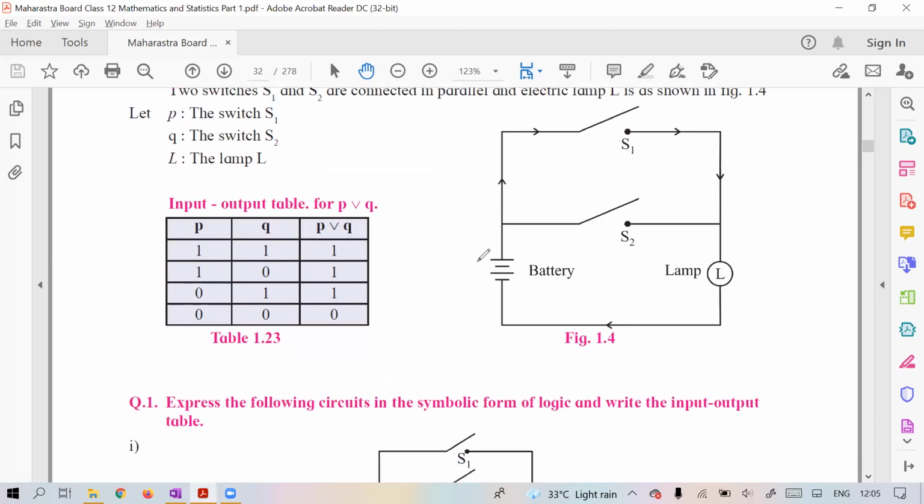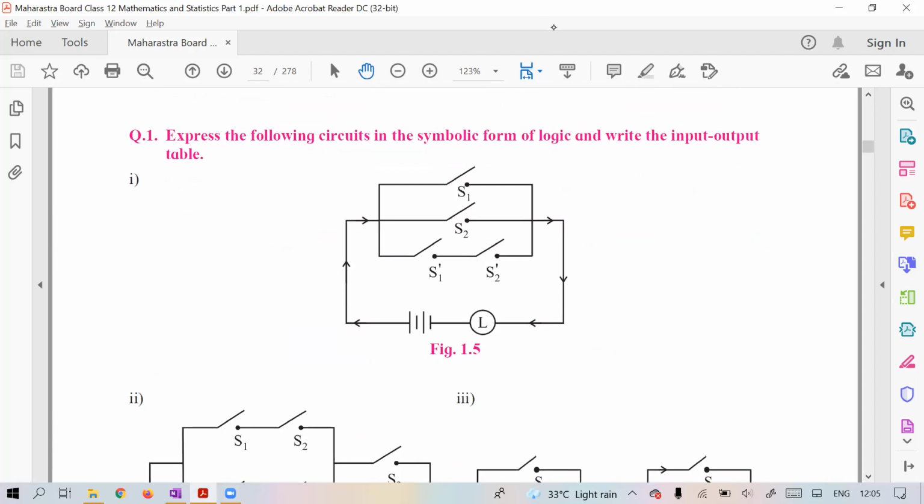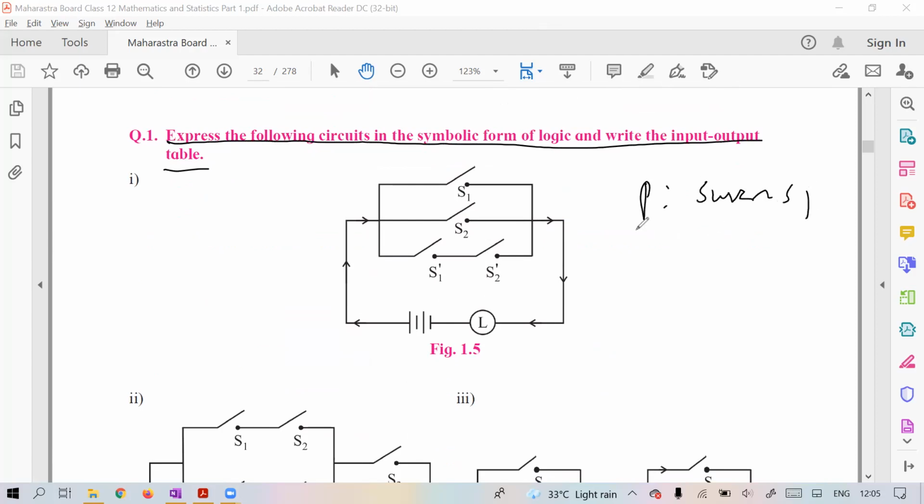Now you can simply relate that. Look here. Now the question is: express the following circuit in symbolic form of logic and write the input output table. So see, statement P is switch S1 and statement Q is switch S2. Dash is the opposite. Here you see S1 dash. Opposite means if S is on, S dash will be off.